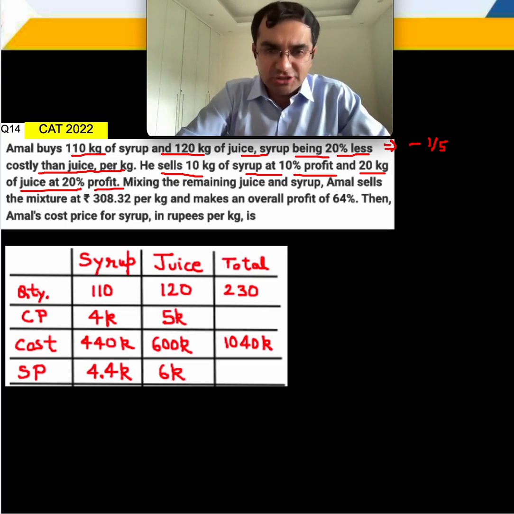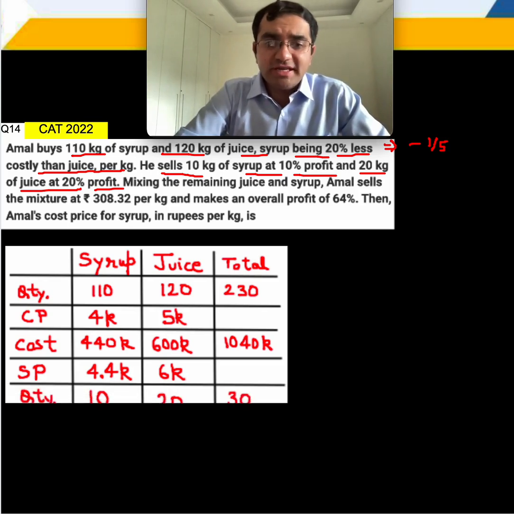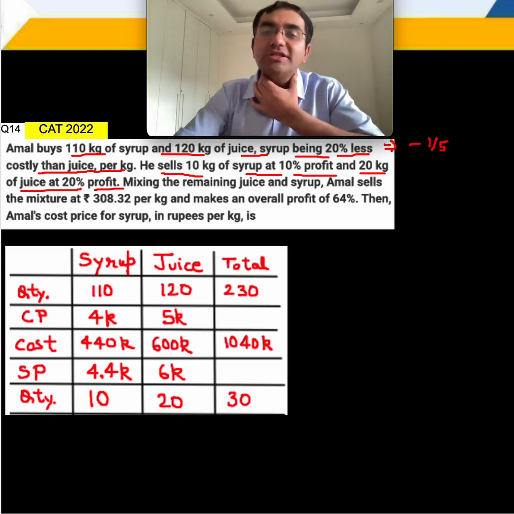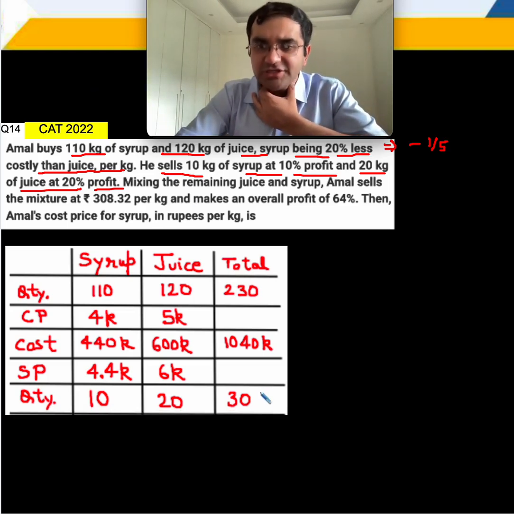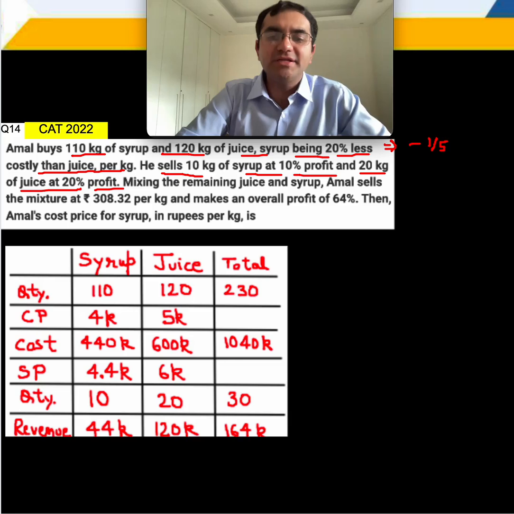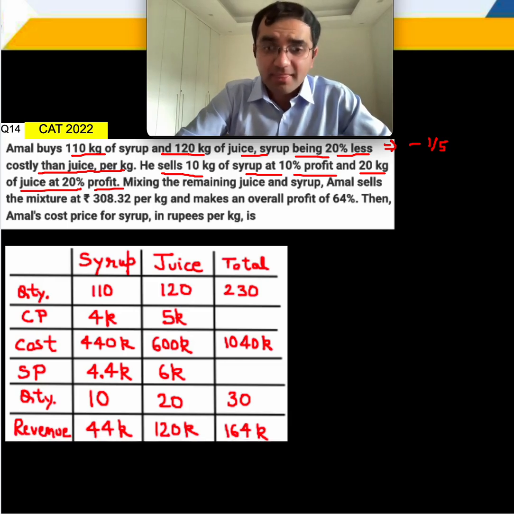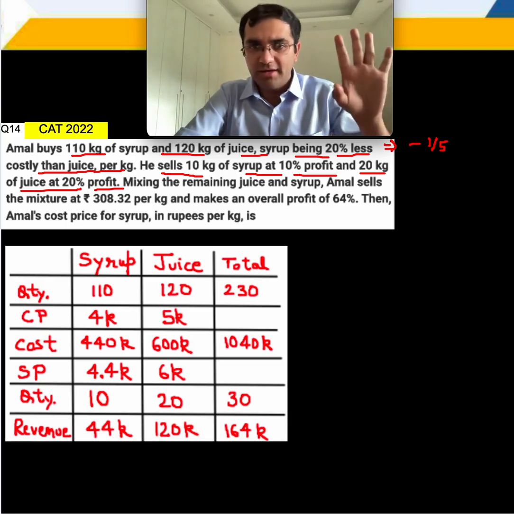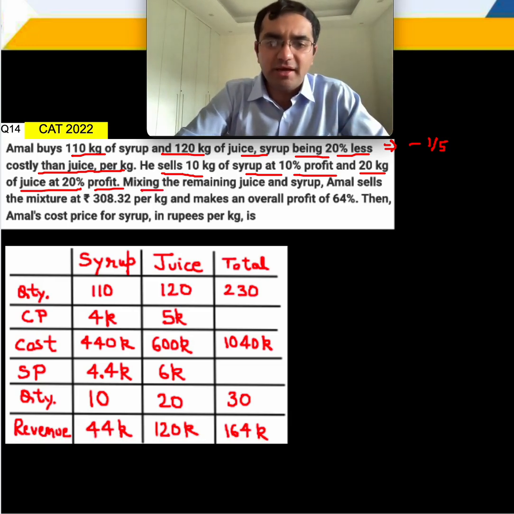Let us sell this much. Quantity is 10 kg and 20 kg. So total 30 kg. Out of 230 kg, 30 kg आपने बेच दिया है. Multiply 4.4 into 10, that's 44k, and 6k into 20 is 120k. You get a total of 164k तो हो गया. 164k हो गया. बाकी का क्या किया?